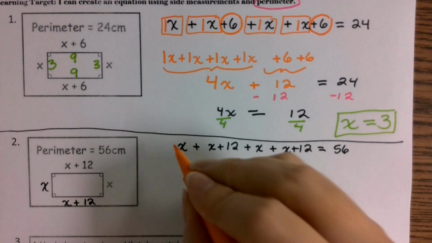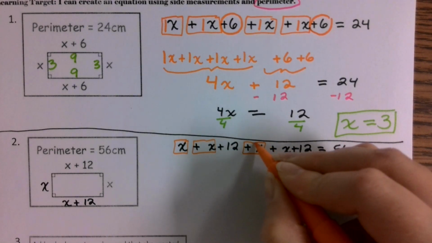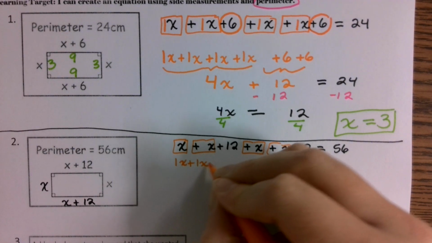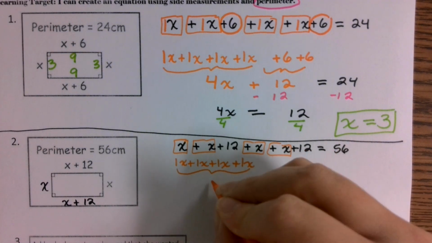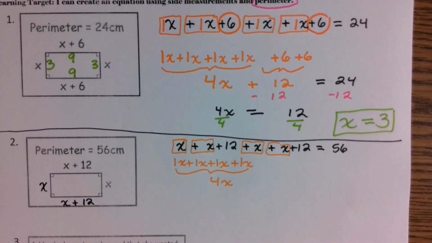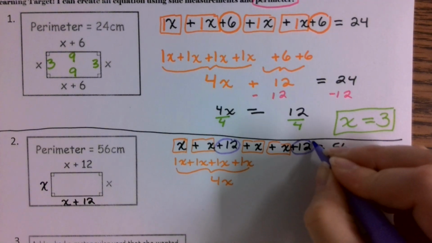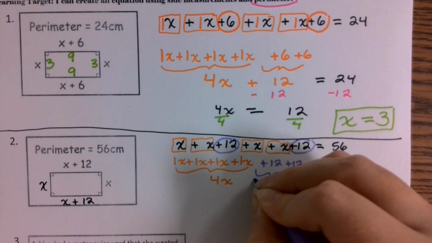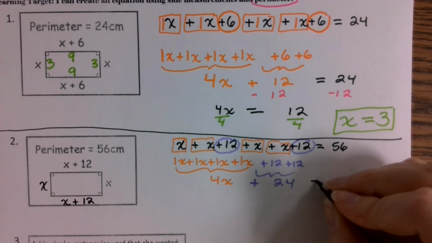Okay, so now we combine our like terms. We have 1x plus 1x plus this 1x plus this 1x. So when I add all those x's together, 1x plus 1x plus 1x plus 1x, that's going to give me 4x. Okay, I'm going to use the purple so we can see at least the difference here. When I add the 12 and the 12 together, what's 12 plus 12? 24. Positive 24. Okay, and the whole thing is set equal to 56 still.